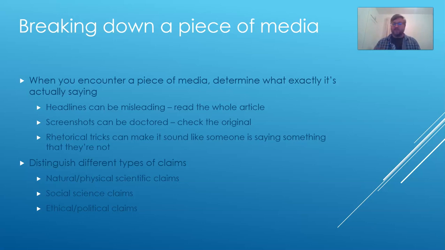So natural or physical science claims are claims about how the non-human world works. Social science claims are claims about how human societies work. And then ethical or political claims are claims that are telling us what we should do or what we ought to do. So they're making a statement about what's right or wrong, or good or bad, or just or unjust.